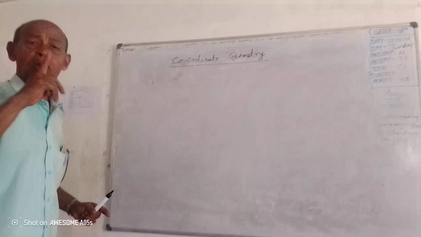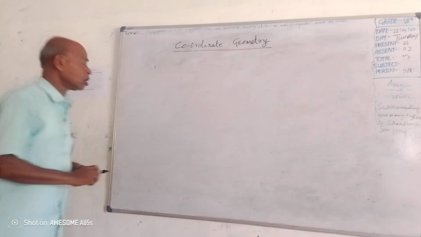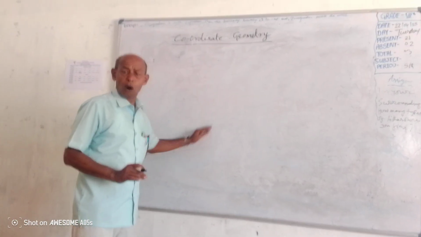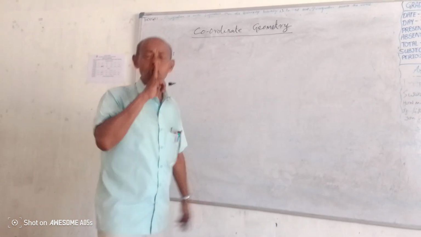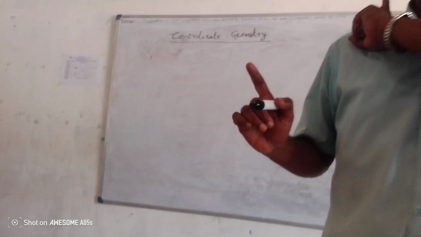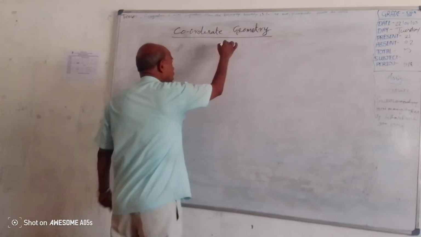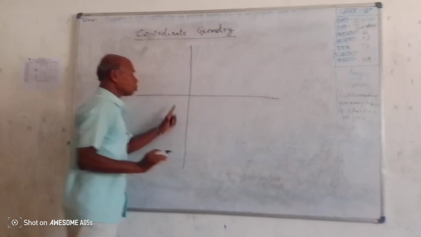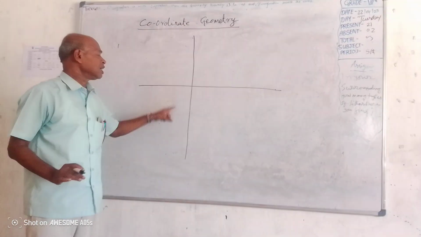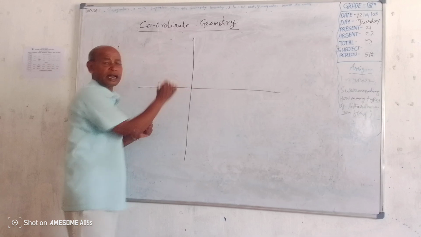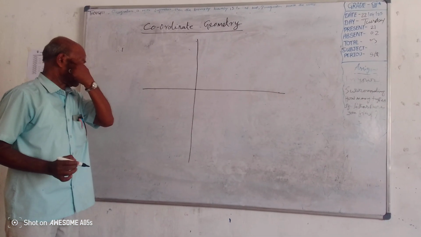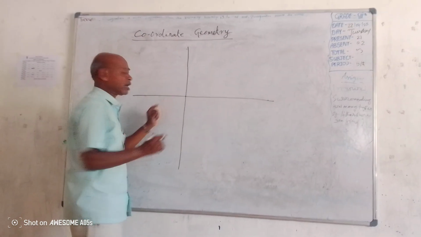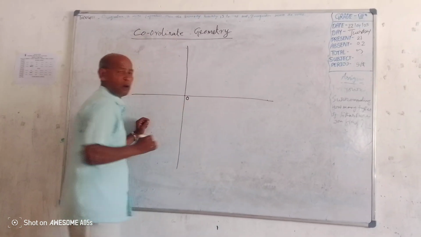The surface of the blackboard, the surface of this board, is also a plane. Now I am dividing the plane into 4 quadrants by 2 straight lines intersecting each other at a right angle. Suppose the point of intersection is named O.